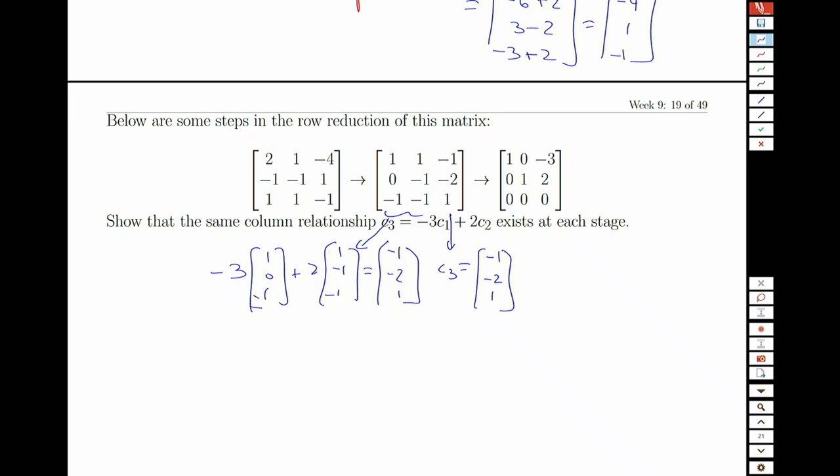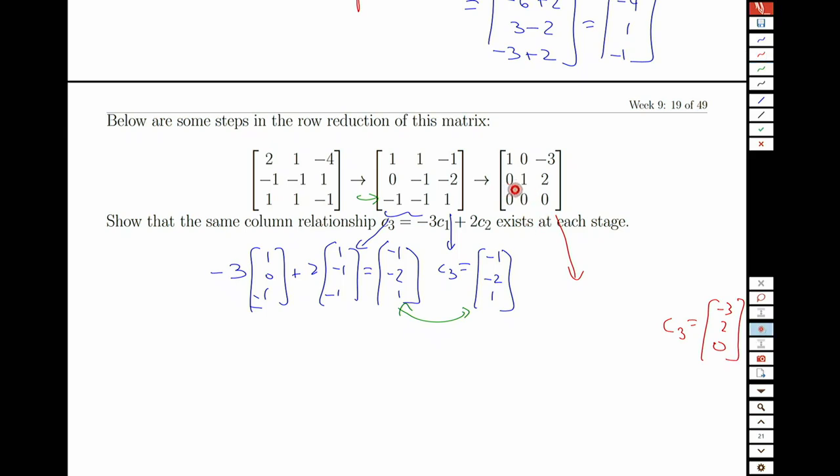Perfect. And so again, even after doing the row operations, the vectors changed, they point in different directions, but the relationship between that third column and the other two columns is the same. And we can, most importantly, check against the RREF version. The third column there is -3, 2, 0.